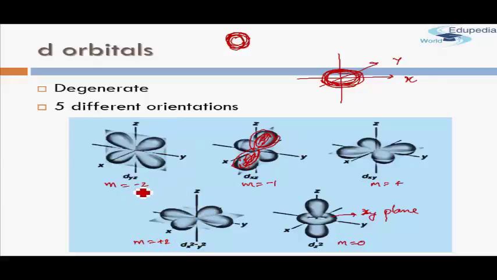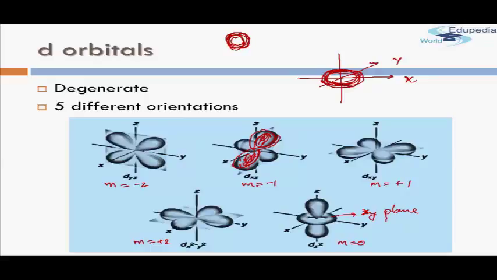You can say that instead of -2, dyz has an m value of +2 or something else. But usually dz2 is assigned an m value of 0. The rest you can interchange as per your convenience. So this is all about the orbitals.